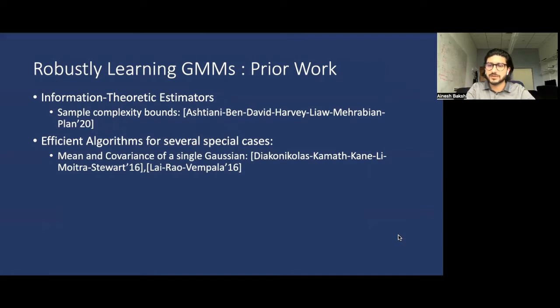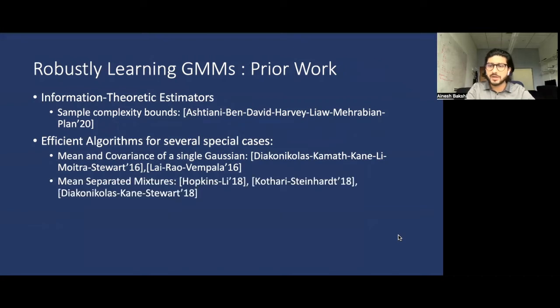the mean and covariance for a single Gaussian in polynomial time, which was discovered concurrently by Diakonikolas, Kane, Lee, Moitra, and Stewart, and Lai, Rao, and Vempala in 2016. Next, in 2018, Hopkins, Li, Kothari, Steinhardt, and Diakonikolas, Kane, and Stewart simultaneously came up with an algorithm that handled the setting where the means were separated for a mixture of K Gaussians.